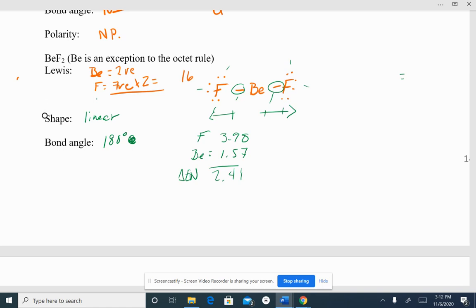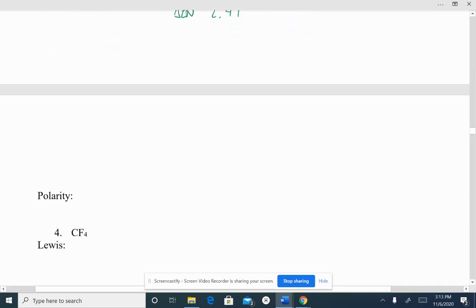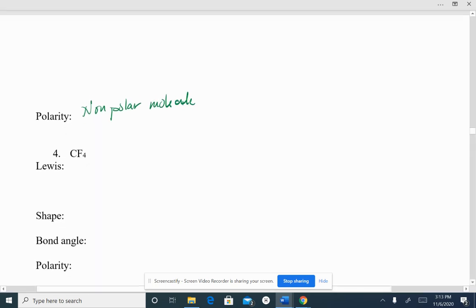Okay, now notice these dipoles are exactly the same size. They're both 2.1, and they're exactly going opposite of each other. So geometrically, if I have something pulling opposite the same force, that means that the forces cancel. So our polarity cancels. So this ends up being a nonpolar molecule. Okay? All right.